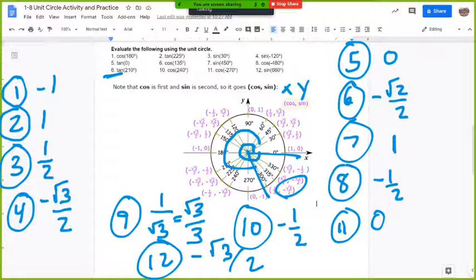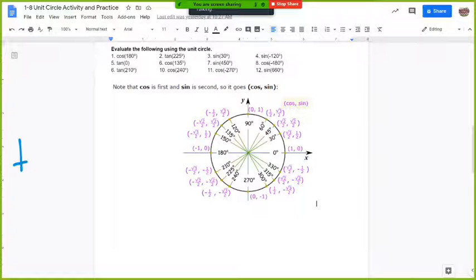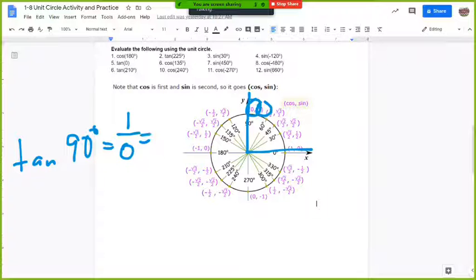Alright, and then just a bonus one here. Let's look at the tangent of 90. I wish I added that one, but I didn't. But I'll add it right now. Anyway, tangent of 90, well, tangent is always y over x. So if we look at where 90 degrees crosses the unit circle, it's y over x, it's 1 over 0. Since the denominator is 0, we're going to go with undefined.